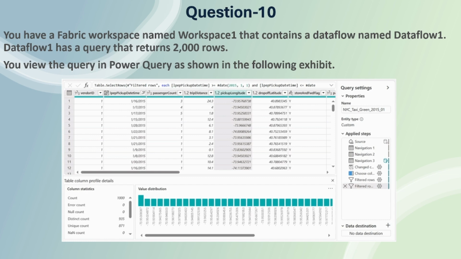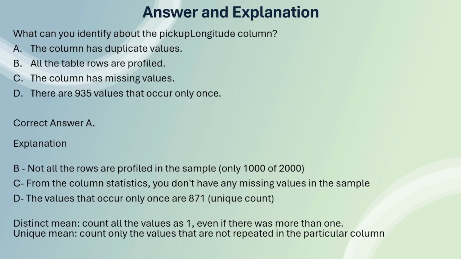This is the query and the column profile is also visible, and in that you can see that count is 1000, distinct count is 935 and unique count is 871. So if you have gone through the documentation, then you might know the difference between distinct and unique. So let's move toward the question. What it's asking is what can you identify about the pickup longitude column.